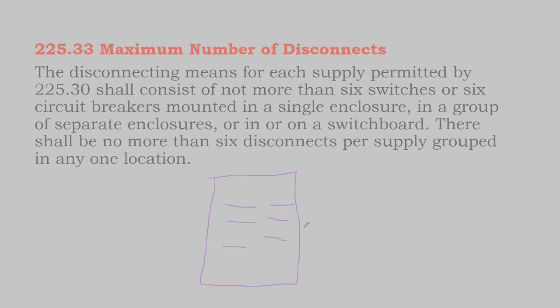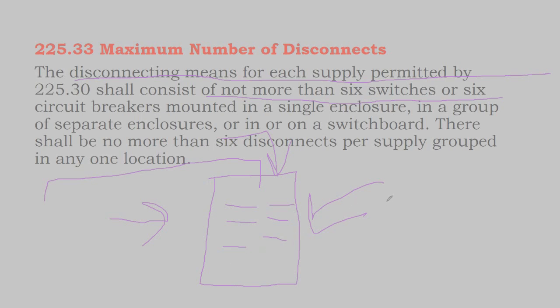So what it says is, here's an electric service panel, and it has 6 switches on it, and it's being fed by a supply, and let's say that's our supply coming in from the top. The disconnecting means for each supply shall consist of not more than 6 switches. And so what that says is, if I have... The reason why I'm having trouble explaining this rule is because... let me approach it from a solar design perspective.